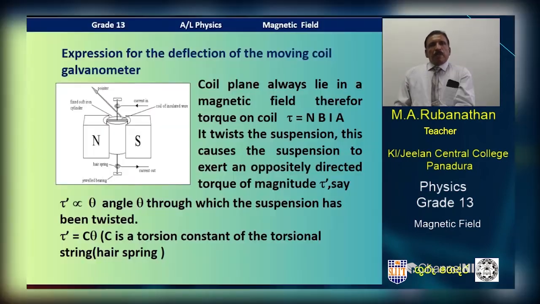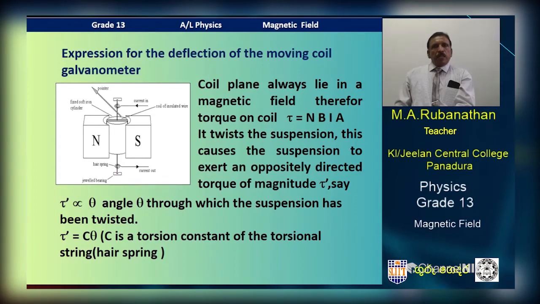Expression for the deflection of the moving coil galvanometer. Here we are going to get the expression for the deflection of the moving coil galvanometer. The coil plane always lies in a magnetic field, as we have already seen. Therefore, the torque on the coil is equal to NBIA, since the coil is always parallel to the magnetic field.